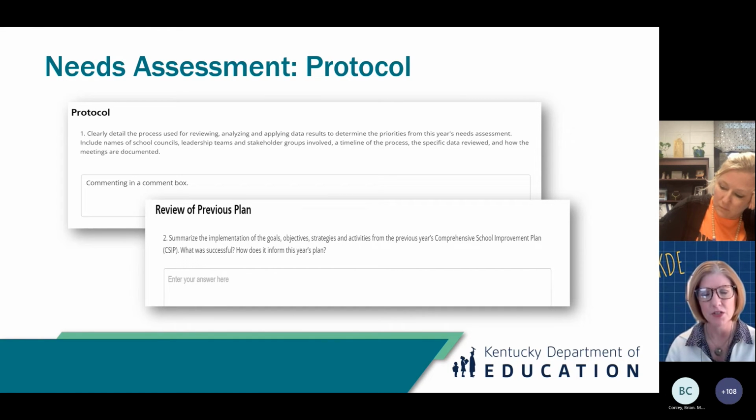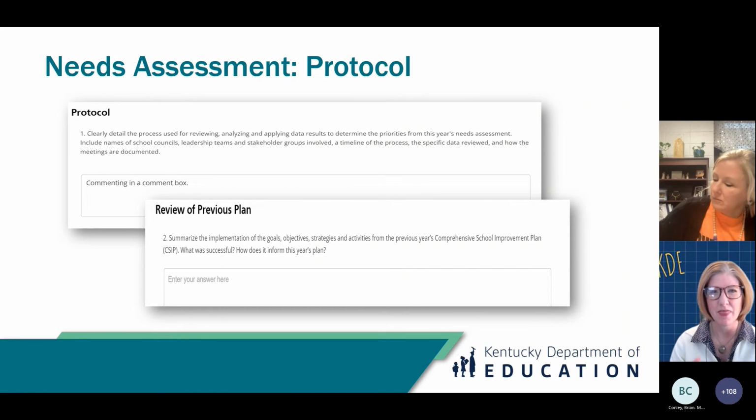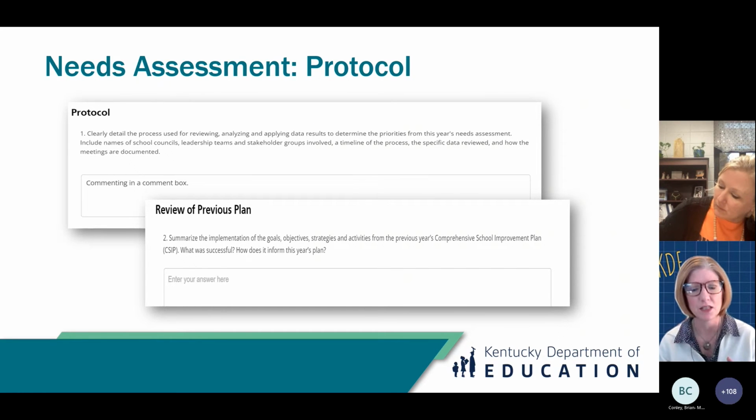So what's that process to really gather all of that information at the beginning of the year to really think about what are our priorities for this year? So it's not just talking about what you do during the year, but really that big process of taking stock at the beginning of the year and knowing what the priorities need to be.